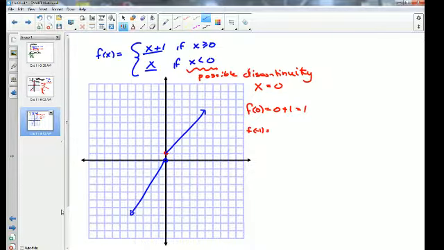What kind of discontinuity is it? Yeah, we have a jump discontinuity. How do I show that? I've shown it graphically, right? It's pretty obvious. How do I show that algebraically? Or numerically, actually, is what it'll be.